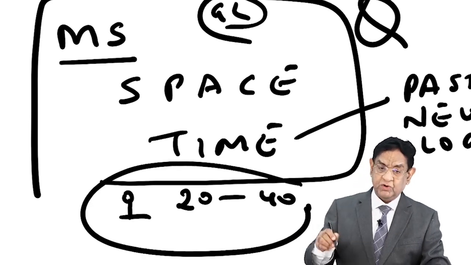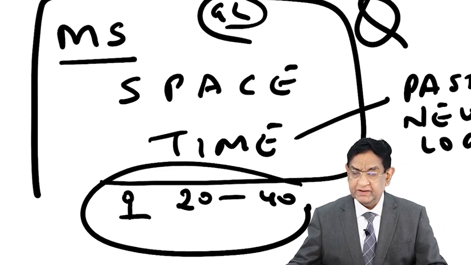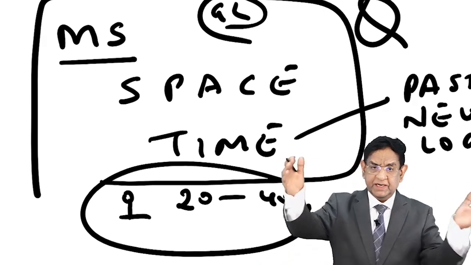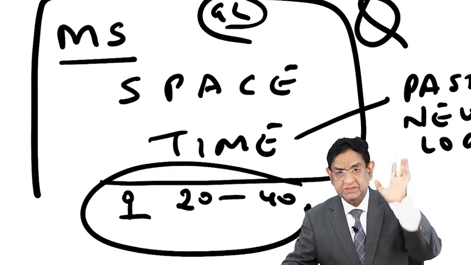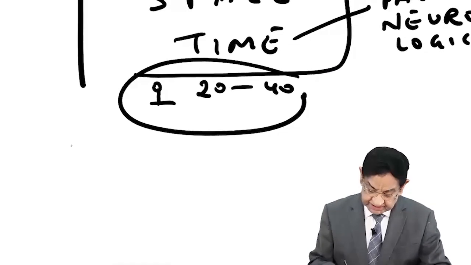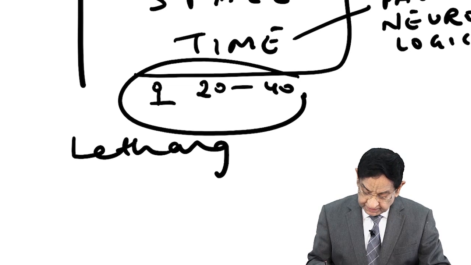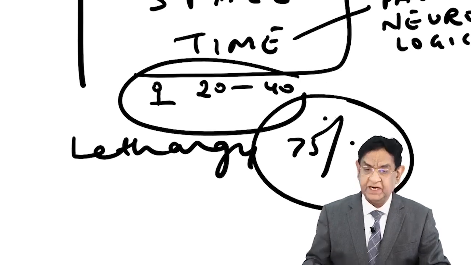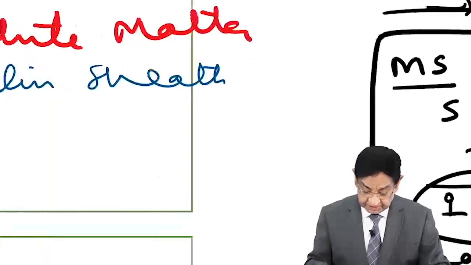So friends, the golden line: a female in the age of 20 to 40 years, who has neurological features disseminated in space and time, this is multiple sclerosis. And one of the earliest features is lethargy. It is seen in around 75% of cases. Lethargy, fatigue are the earliest features in this patient, right?